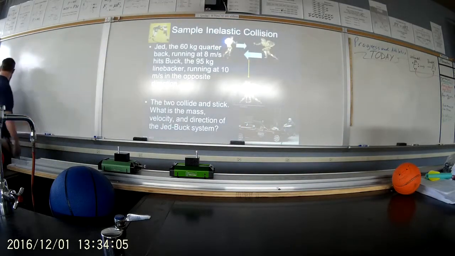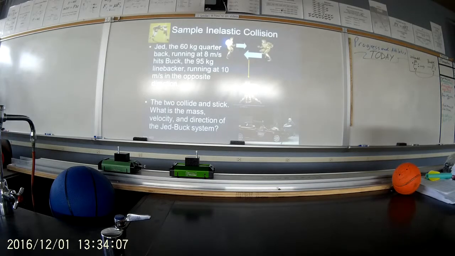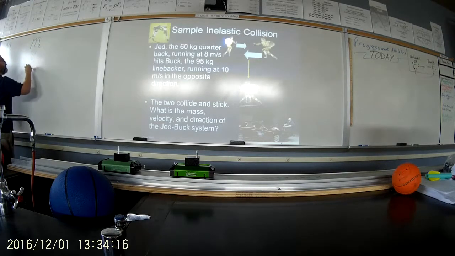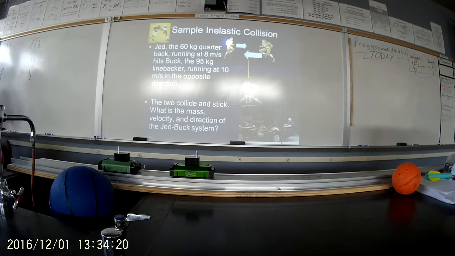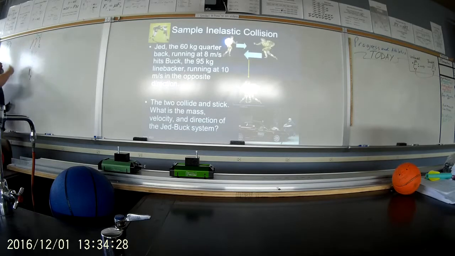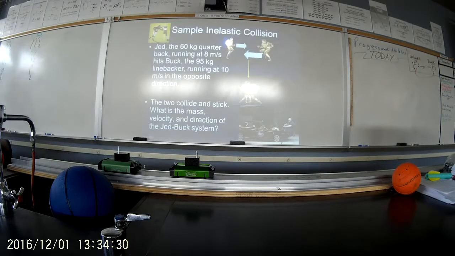So in starting this out, we want to do our chart again. M1, V1, P1, and M2, V2, P2. This will be Jed, and this will be Buck. So go ahead and start filling out the chart for Jed and Buck.